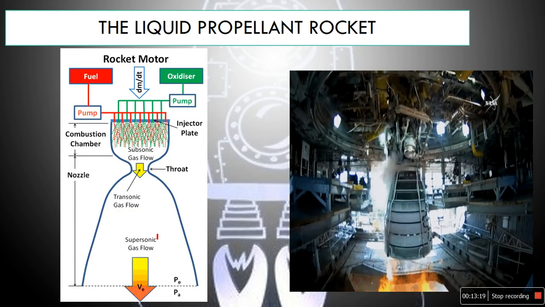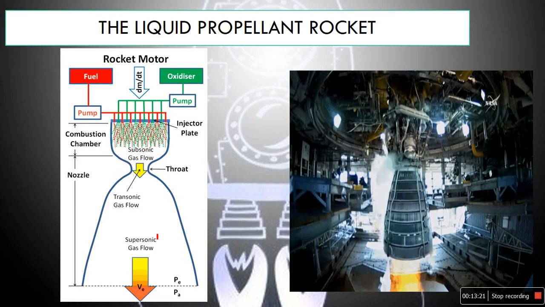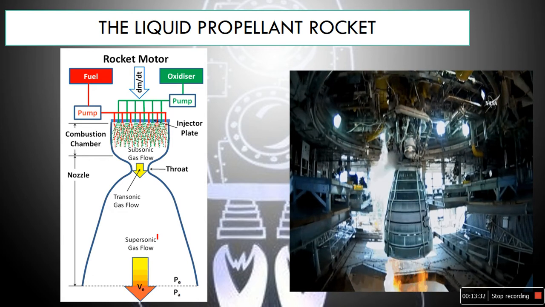Now this starts with the liquid propellant rockets. Now we know how the solid propellant works. Now in case of liquid propellant, how does it work? You see the animation, we observe the figure. In a liquid propellant rocket, the fuel and oxidizer are stored in separate tanks.